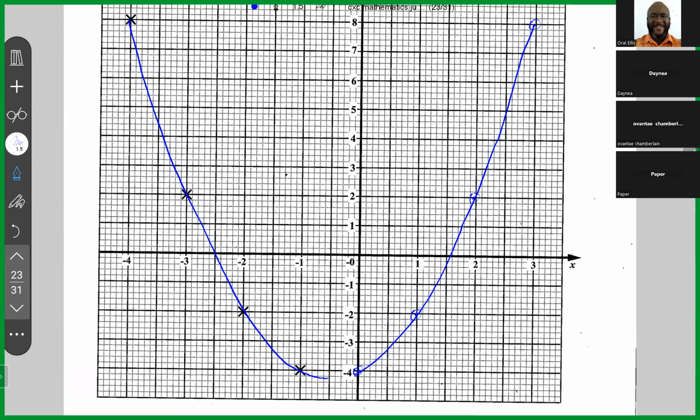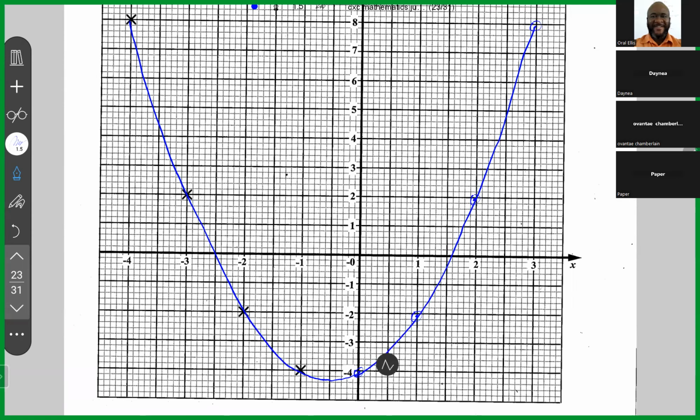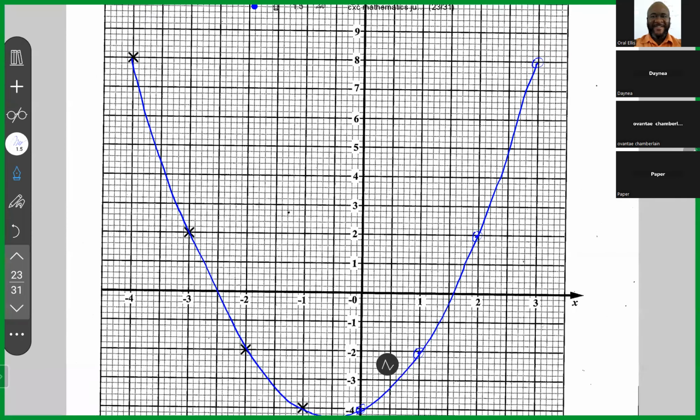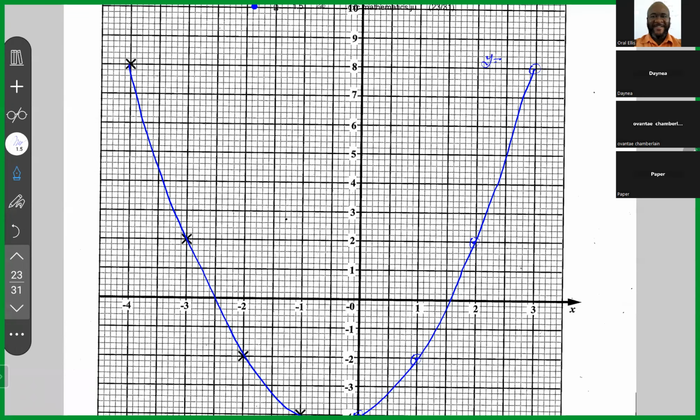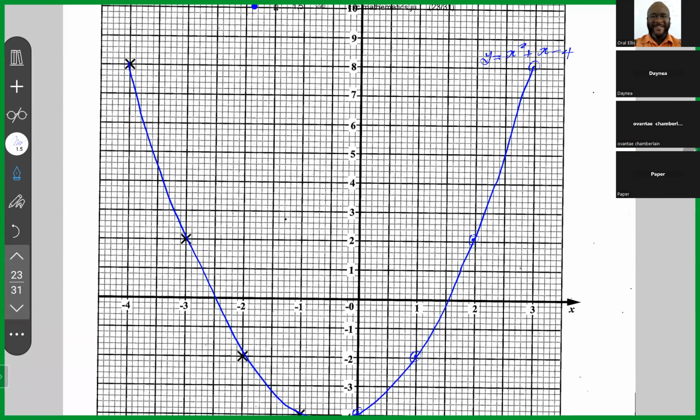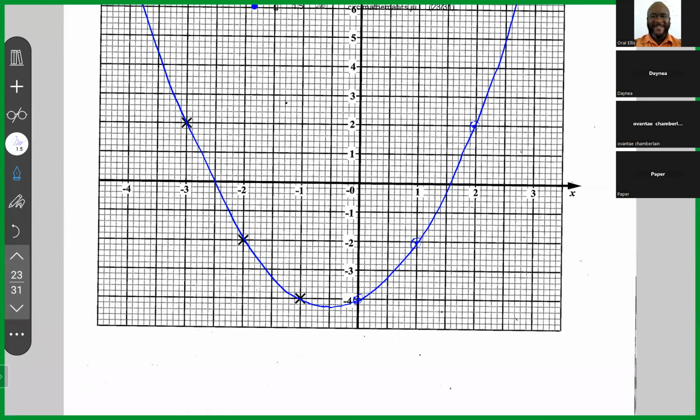All right, after you draw the graph, please remember to label it. This is the graph of y is equal to x squared, I think it's plus x minus 4. After you draw the graph, please remember to label it. All right, let's answer some questions.